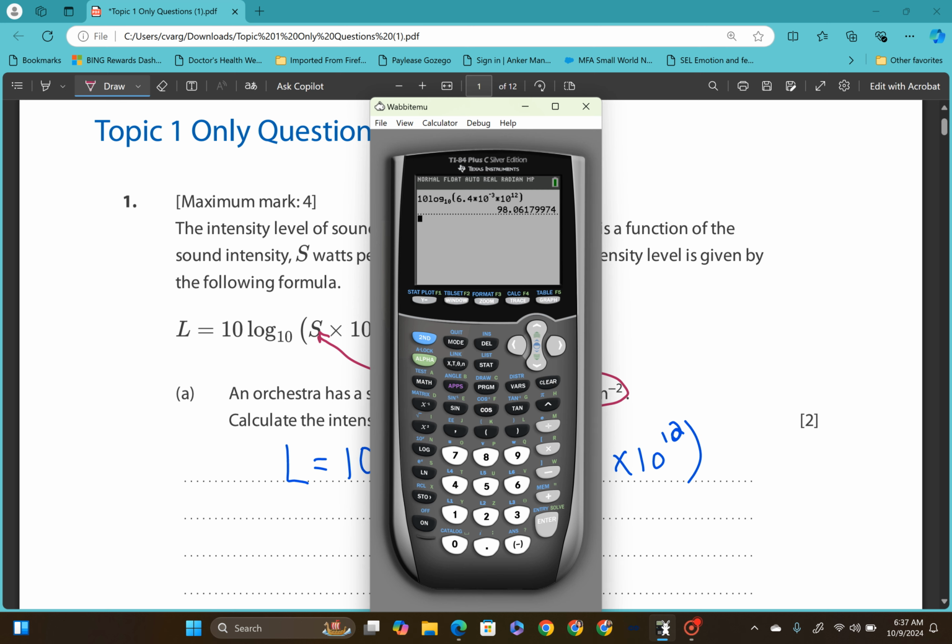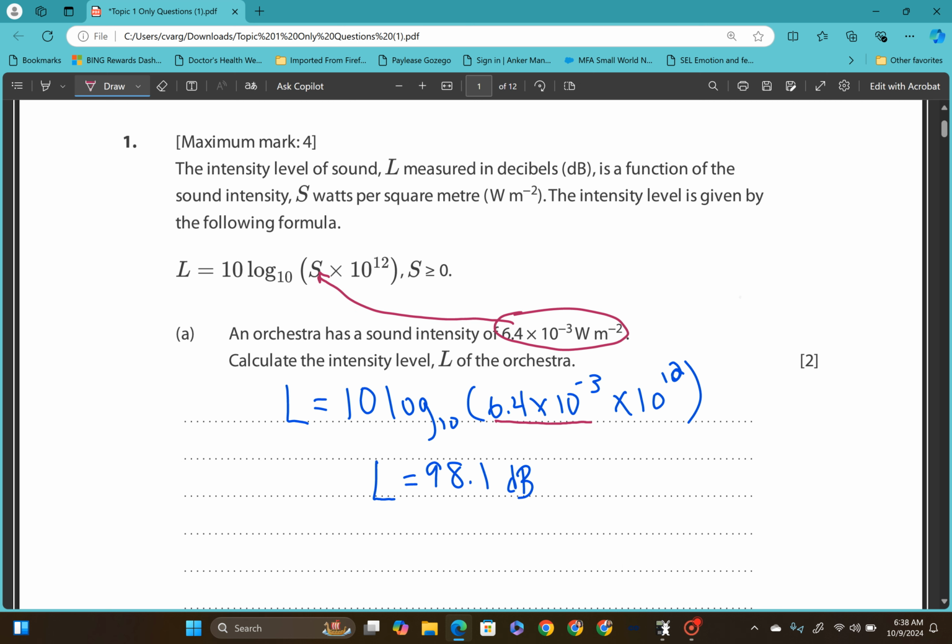So you go to your calculator, you put 10 in. To get the log, you hit math, go all the way down or hit the up arrow, and you press log base, and then you type in the rest of it as I did up here. And when you hit enter, you get 98.061. Rounded to three significant figures is going to be 98 decibels, dB.